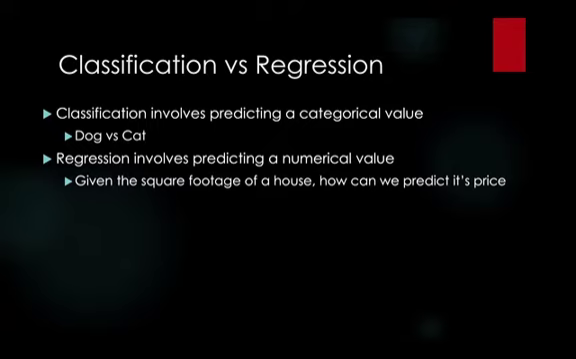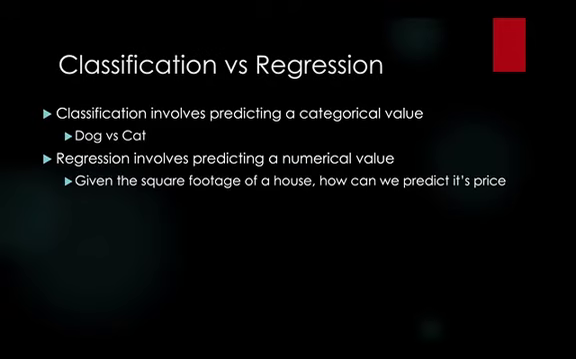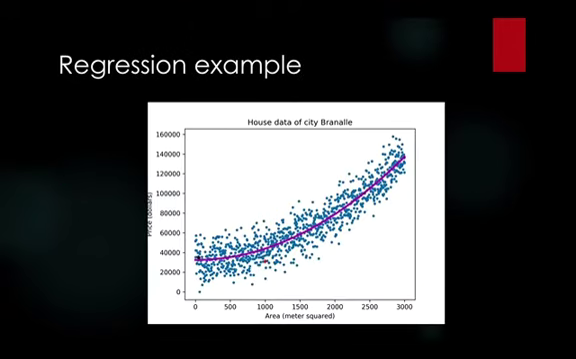The example I gave here is when we have the square footage of a house, how can we predict its price? What we can do is take a bunch of data points and fit a regression line, a line of best fit. But there's a lot more that goes into regression than that, and there's a lot more that goes into classification as well. But for the purpose of this workshop, I feel like I've done a good job of giving an overview of the different machine learning techniques and the different aspects of machine learning.